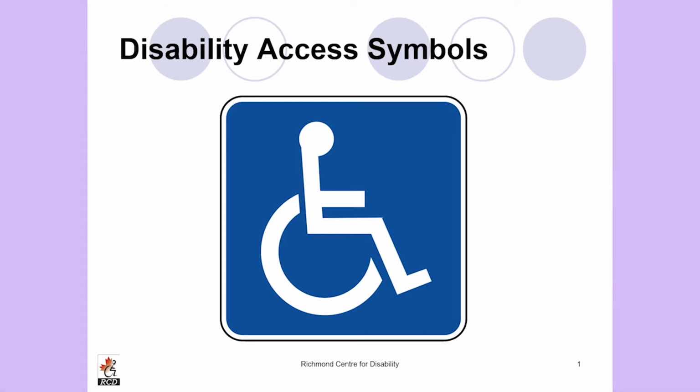Now, we want to look at some symbols. Now look at this one. Of course, it is the most common and well-known symbol. It is a wheelchair symbol. And usually we'll call it International Symbol of Accessibility. And in fact, it tells there is access for people using wheelchair.